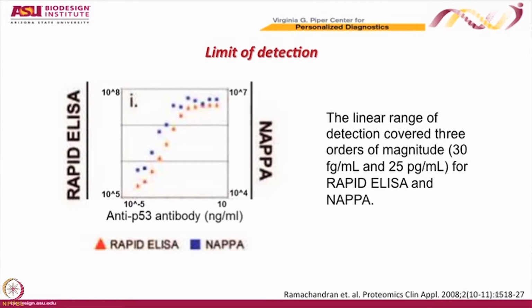We've also spent a little bit of time looking at our detection limit. That's what's shown here using a purified amount of anti-p53 antibody. The assay is linear from 30 femtograms to 25 picograms per mL. So that gives you some sense of the range where we can operate very sensitively.